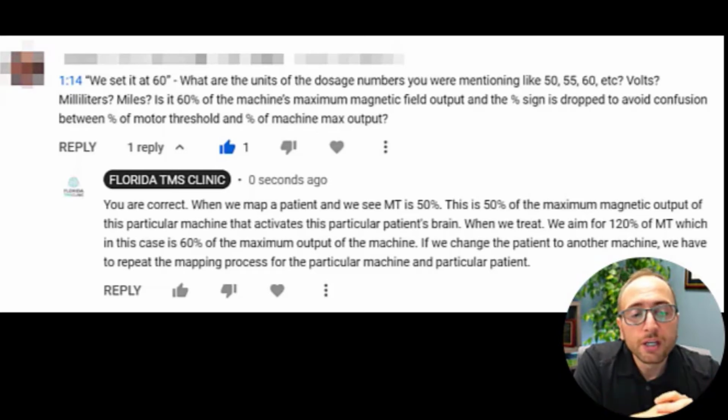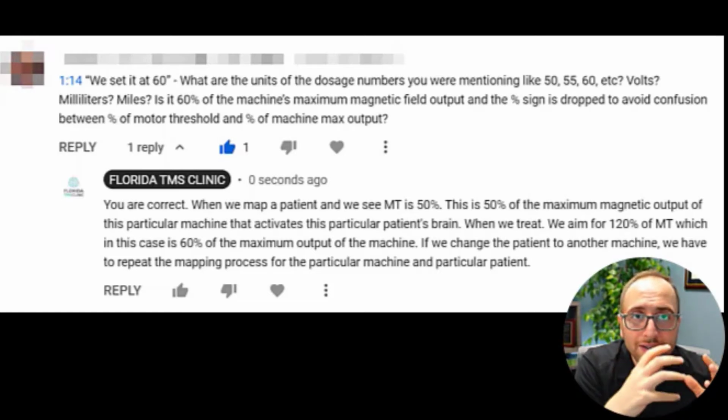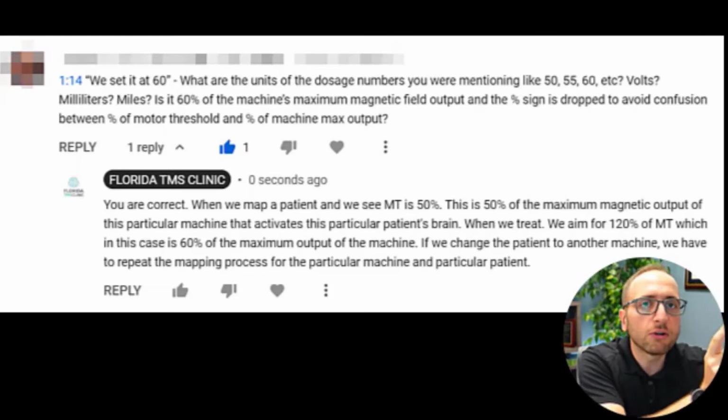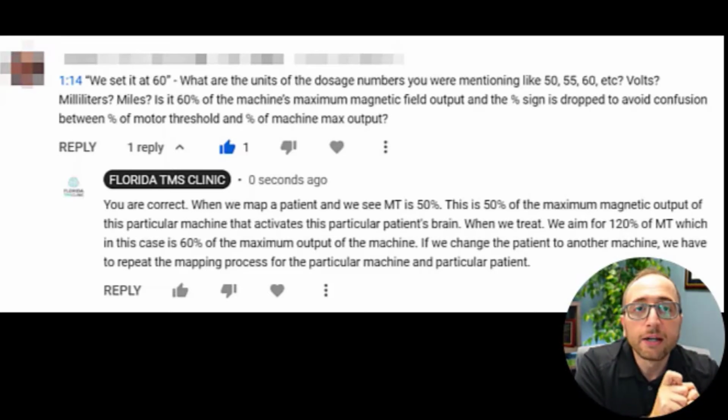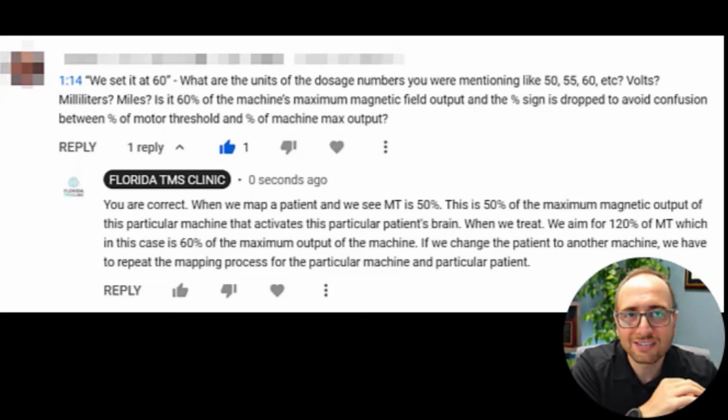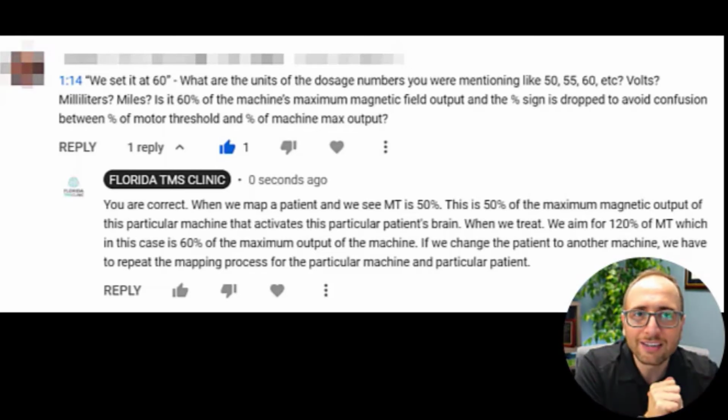But anyways, so that's the maximum intensity of that particular device, right? So when I have a patient and I'm doing mapping for them on the first session, and let's assume that this particular patient had an empty motor threshold of 50%. This 50% is 50% of the maximum intensity of this particular magnet, okay? Now I want to treat this patient, I will aim for 120% of their motor threshold. So that is 120% of 50%, so that would be 60%, right? So I set the machine at 60% for this particular patient. Hopefully that delivered the point.